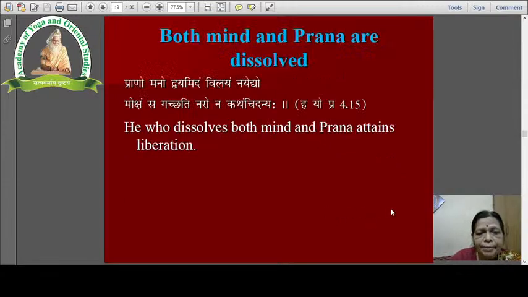Now both mind and prana are dissolved in the self. Prana manodayam idam vilayam nayati, mokshyam sa gacchati naro na kathanchidanyah. He who dissolves both mind and prana attains liberation. So in the state of samadhi, the mind is dissolved and also the activities of the prana are minimized.